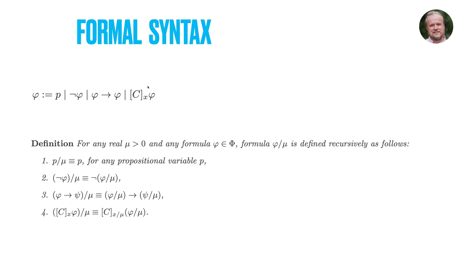The language we consider here contains a single modality that says that coalition C at cost x can maintain condition phi. Please note that x in this formula is not a number, it's actually a function that assigns a cost limit to every agent in coalition C. An important notation that we'll use on the next slide is phi divided by mu, where mu is a real number. Phi divided by mu is an operation that recursively goes through formula phi and each subformula of phi and divides the subscript x by mu, for every agent.